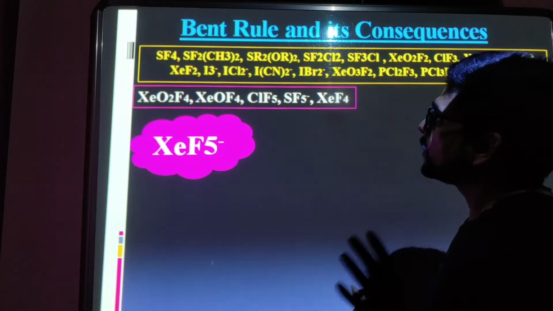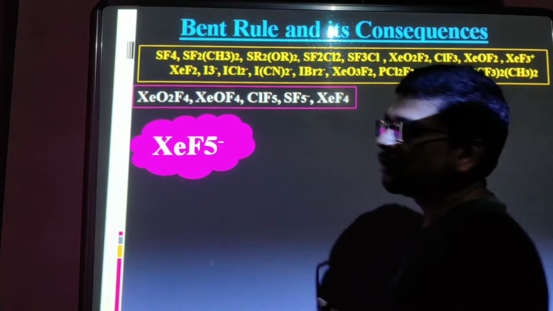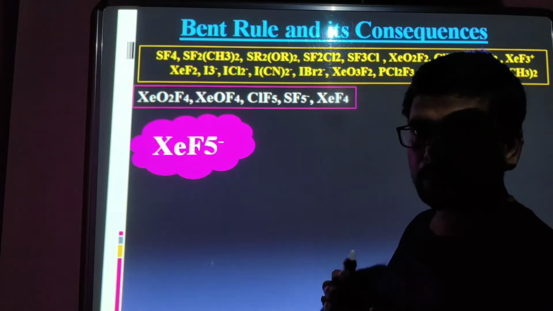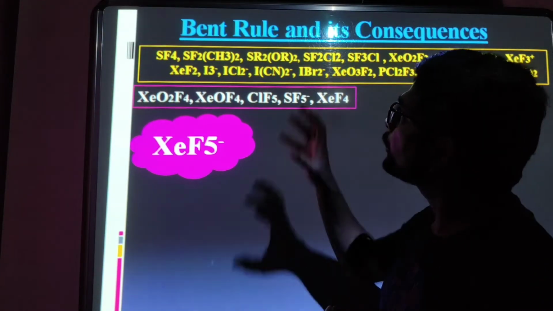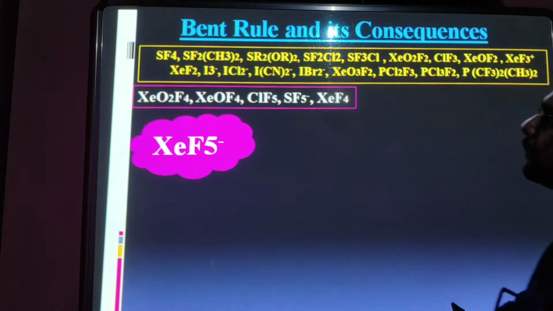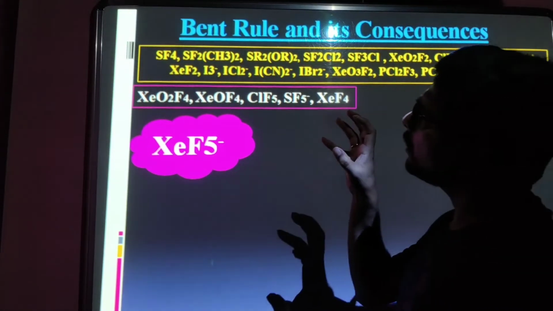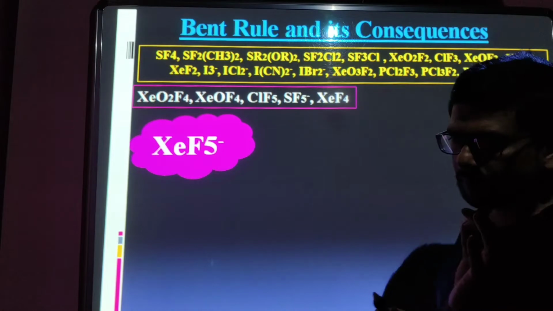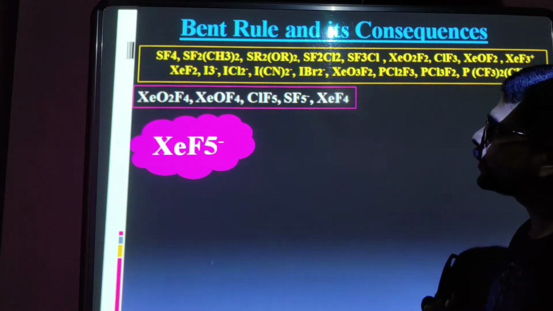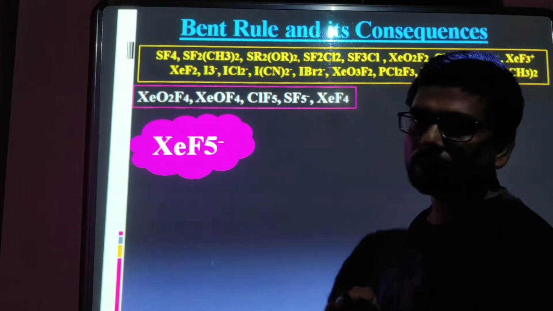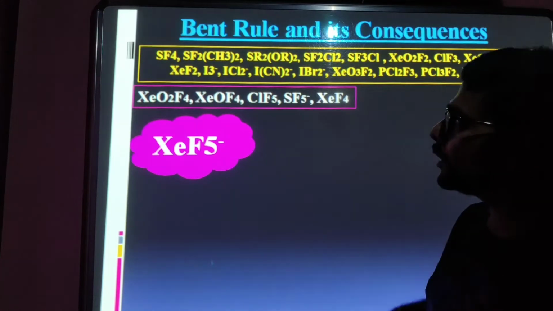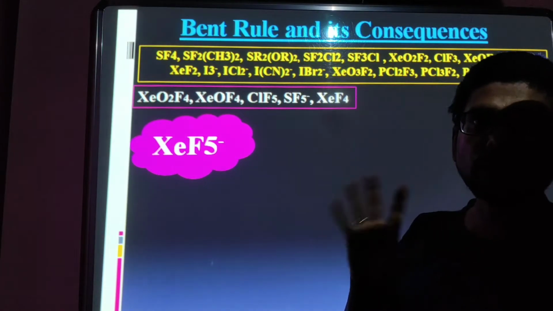Today I am going to discuss Bent's rule, one of the most important topics in chemical bonding. Before I write Bent's rule, first let me show some structures, and then you will understand the need of Bent's rule.